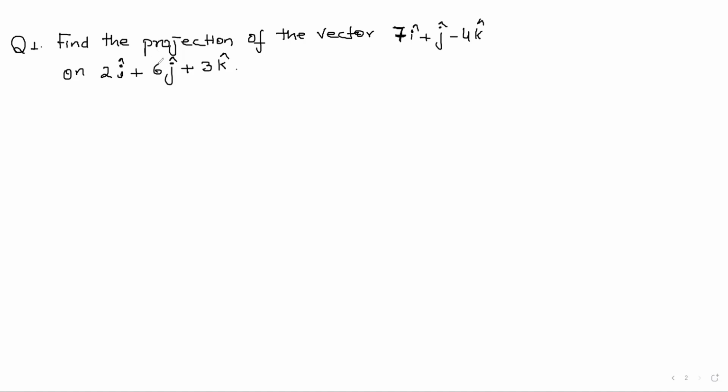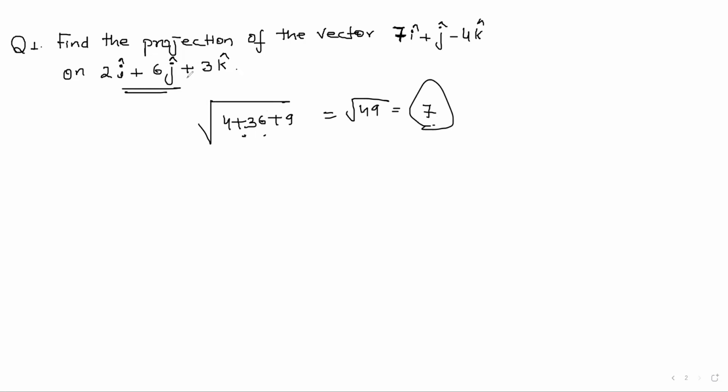Eight is correct, but why are you getting 66? You have to find the projection on this. So under root, 2 square is 4, 36 plus 9, so 36, 40, 49. So what is root 49? 7. Okay, you're finding the projection on B, so this will come in the denominator. So the correct answer is 8 by 7.